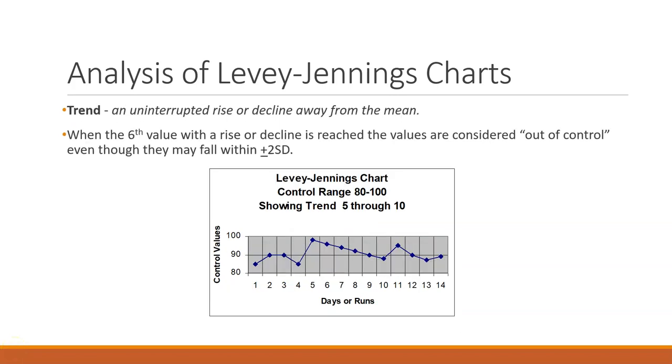So we just learned that a shift is when the value goes to a certain part of the chart and never comes down. That's a shift. A trend is an uninterrupted rise or decline away from the mean. When the 6th value with the rise or decline is reached, the values are considered out of control, even though, once again, these are all within plus or minus 2 SD.